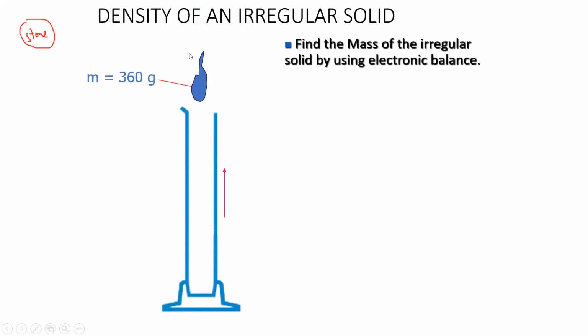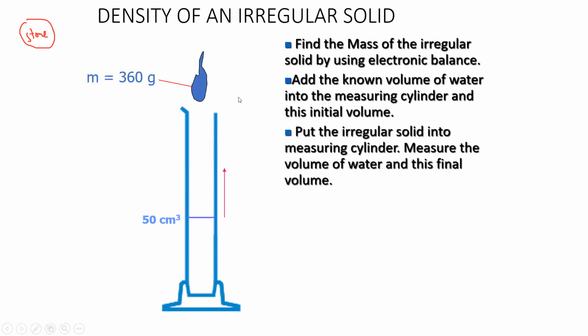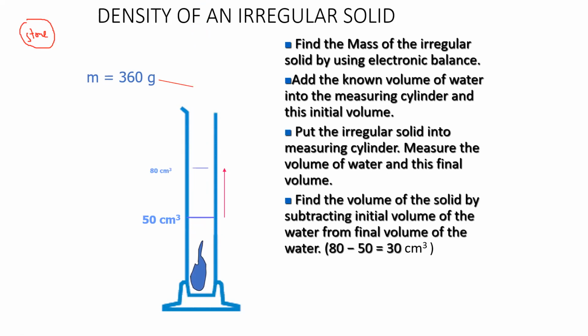First, we'll find the mass of the irregular solid by using an electronic balance. Then we'll add a known volume of water into a measuring cylinder. Like in this example, we add 50 cm cube of water. Then we drop the stone, putting the irregular solid into the measuring cylinder, and measure the volume. That will be the final volume. For example, the final volume is 80.